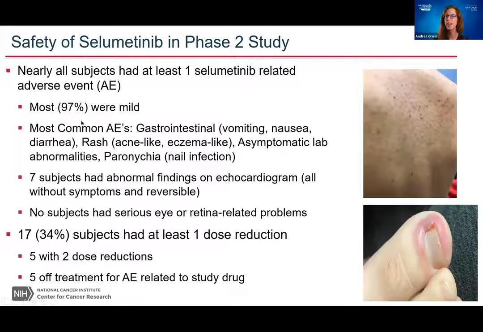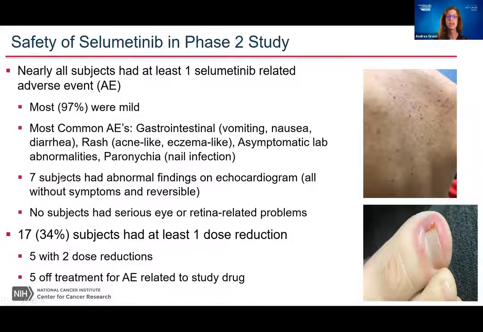We also had patients who had asymptomatic abnormal findings on the echocardiogram, which looks at how well the heart is squeezing. That is a known effect of MEK inhibitors, and it's one of the reasons that we monitor both the heart and the eye so carefully while patients are on MEK inhibitors, that we do see these changes. But again, in all of our subjects, they were asymptomatic and they were without symptoms, which is what asymptomatic means, but they were also reversible. And then again, one of the other potentially serious side effects of MEK inhibitors are eye, or the back of the eye, called the retina related problems. And we did not see that in any of our subjects.